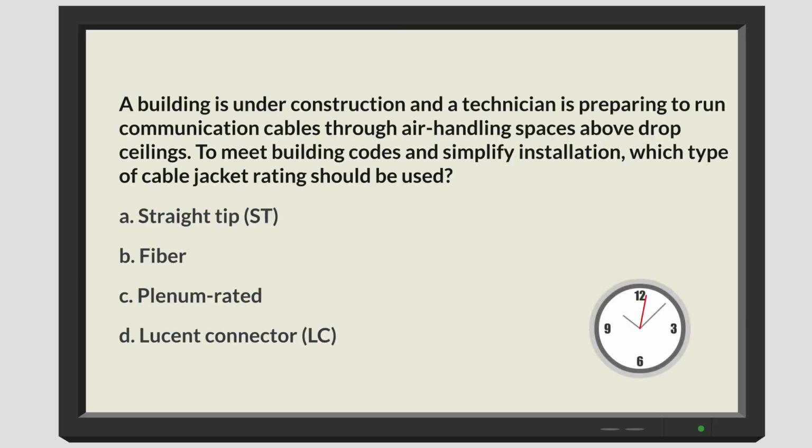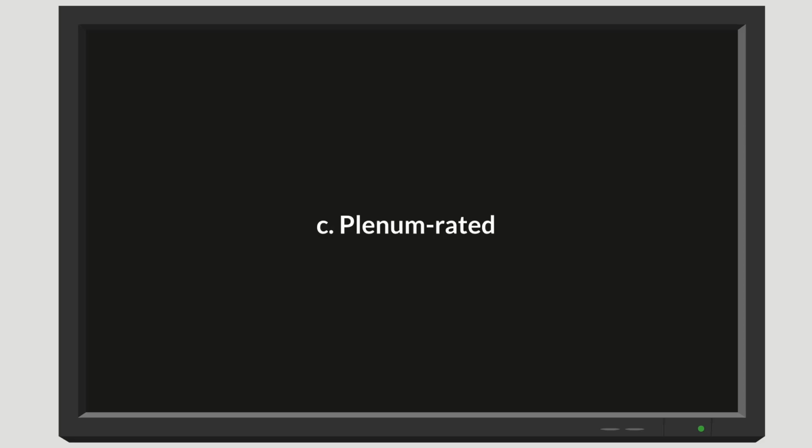A building is being wired, and the technician needs cabling that can safely run through air handling spaces above ceilings. Which option do they choose? Straight tip, fiber, plenum rated, or LC connector? The correct answer is plenum-rated cable.